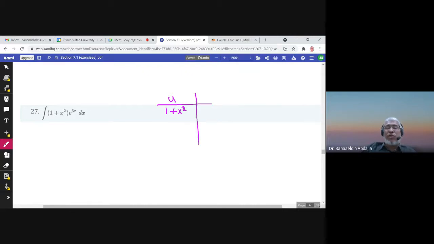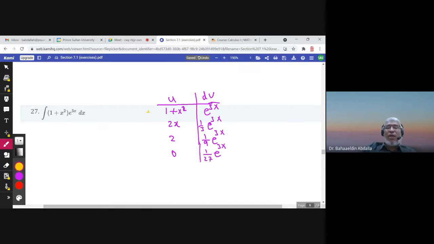Here also I have 1 plus x squared, an algebraic function whose derivatives go to 0. So the first derivative would be 2x, the second 2, the third is 0. While dv now is e to the power 3x. So the integral is e to the power 3x over 3, then e to the power 3x over 3 times 3, which is 9, then over 3 times 9, which is 27. And I have plus, minus, plus, minus, and I multiply like this.